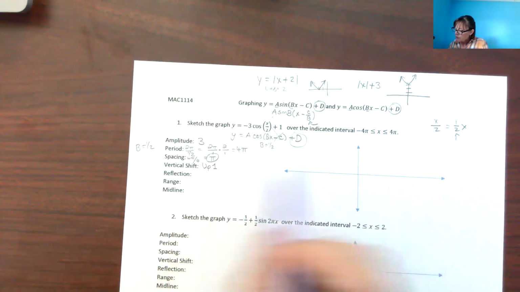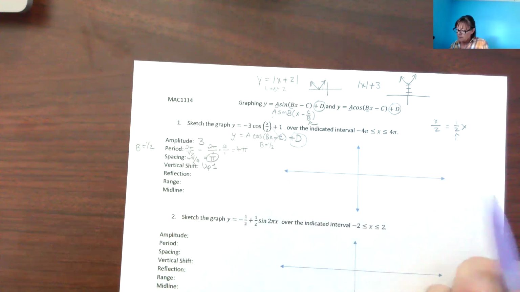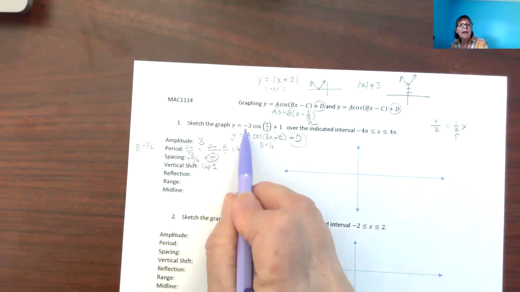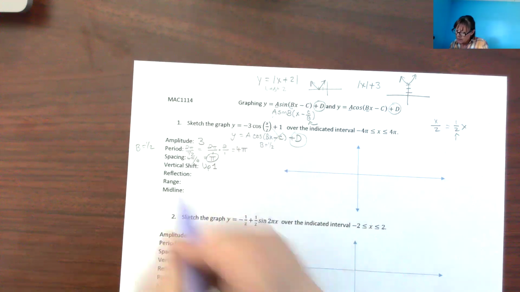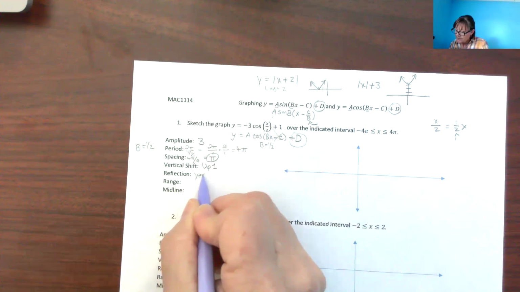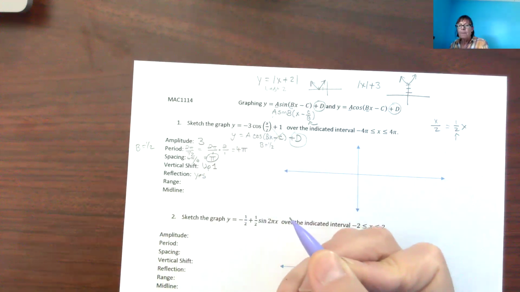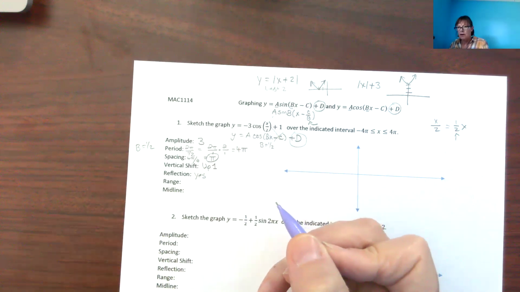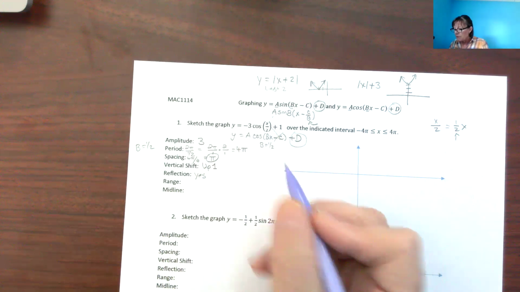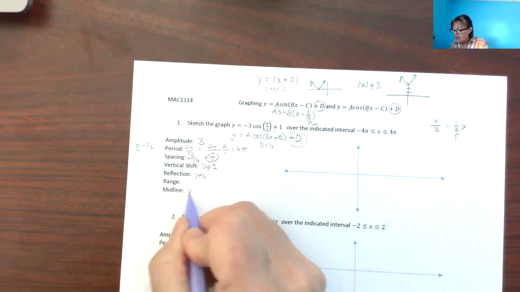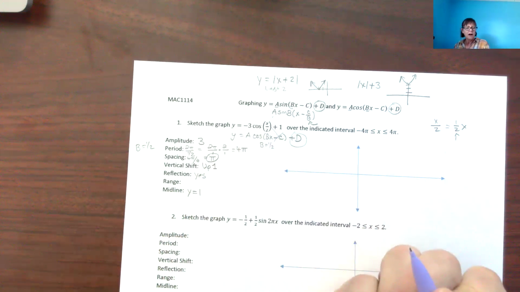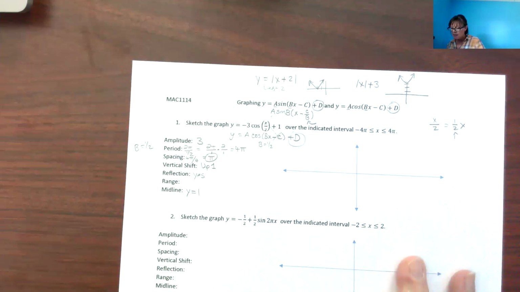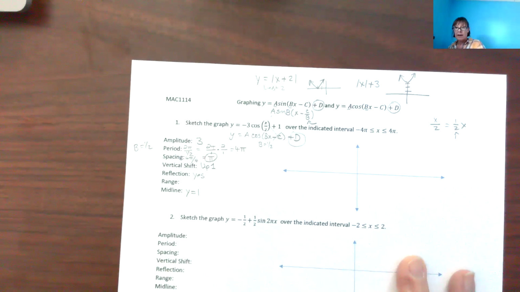There is a vertical shift up 1. Is there a reflection? This time I have a negative, and that is a reflection, so we'll say yes. Now the midline is whatever the vertical shift is. So if there's no vertical shift, y equals 0. If there is a vertical shift, the midline is at 1. Y is 1.